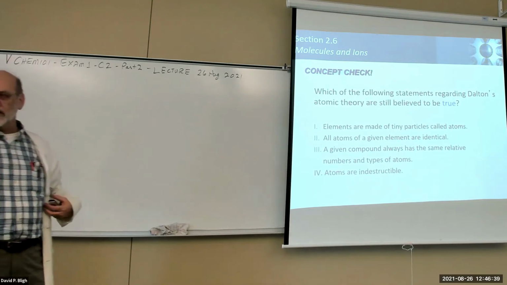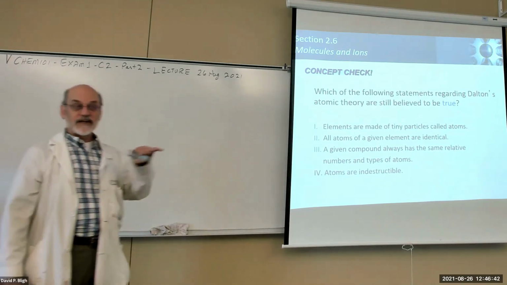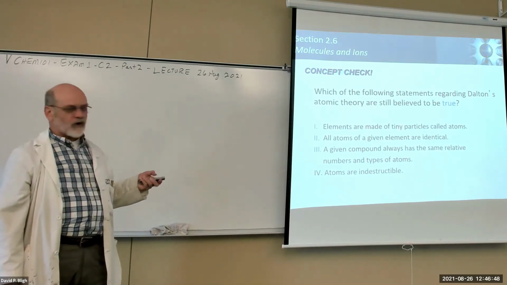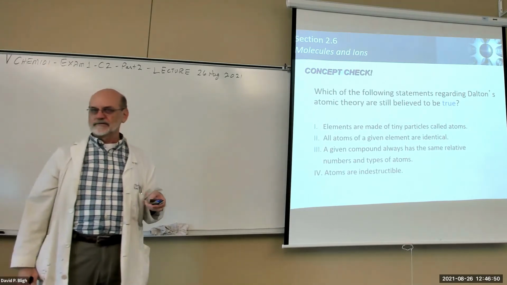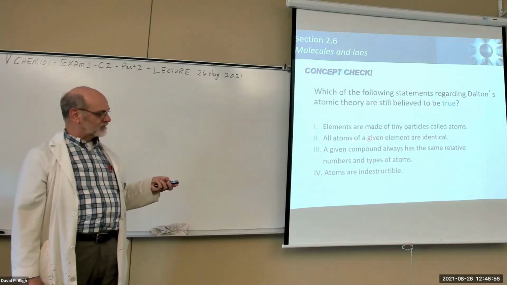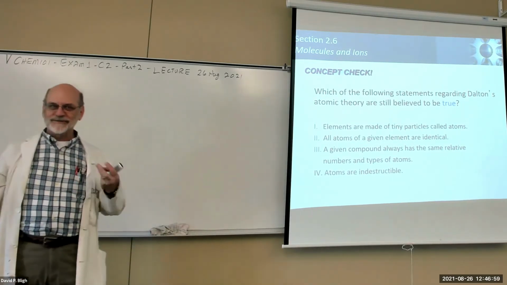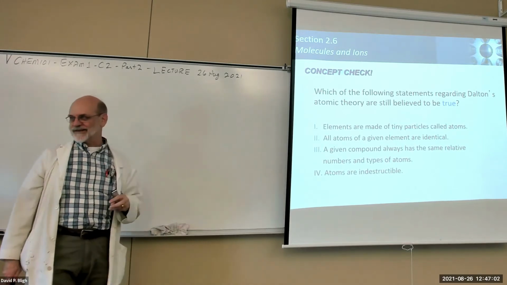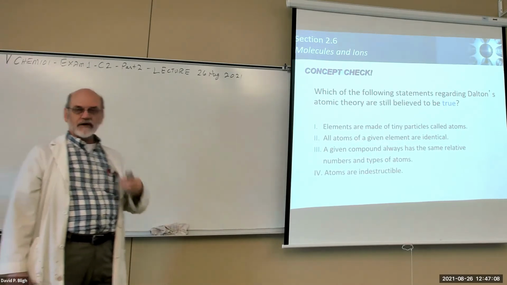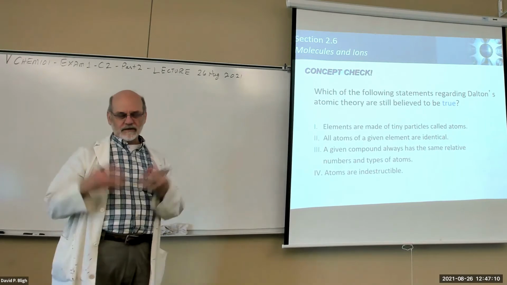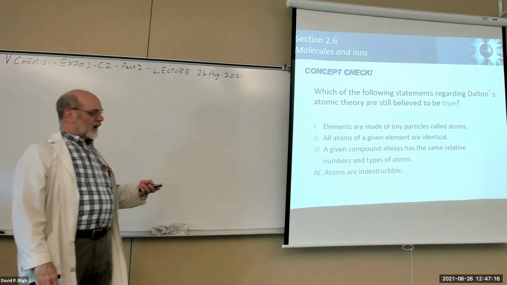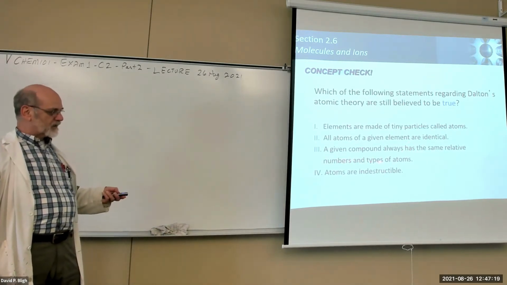So we're going to see which ones of Dalton's statements are still true today. All right. Dalton said that elements are made of tiny particles called atoms. Is that still true? Yep, still true. All atoms of a given element are identical. No. Sorry, John. There are isotopes. Now, chemically speaking, they're very similar in the way they react. In fact, so similar, chemists can usually ignore the isotopic scatter.